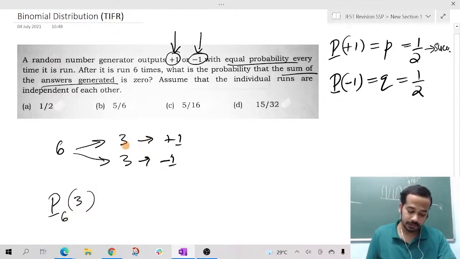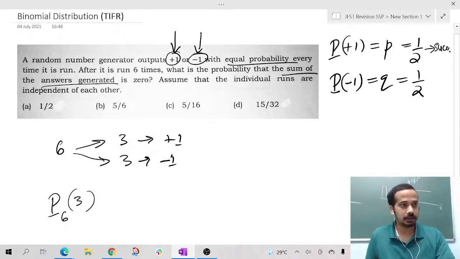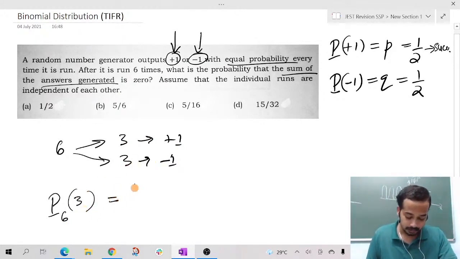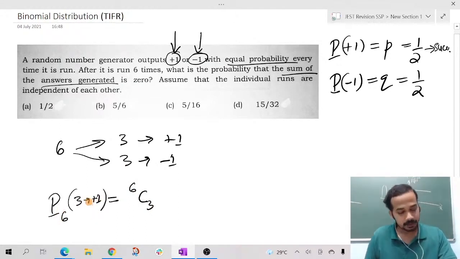Okay, so if you are getting 3 times plus 1, the inbuilt meaning is that the other 3 times you are getting minus 1. So that's why this can be written as 6C3. So probability of getting 3 plus 1, am I right? That's what I defined. So 3 plus 1, okay? That means probability of getting exactly 3 plus 1, okay?